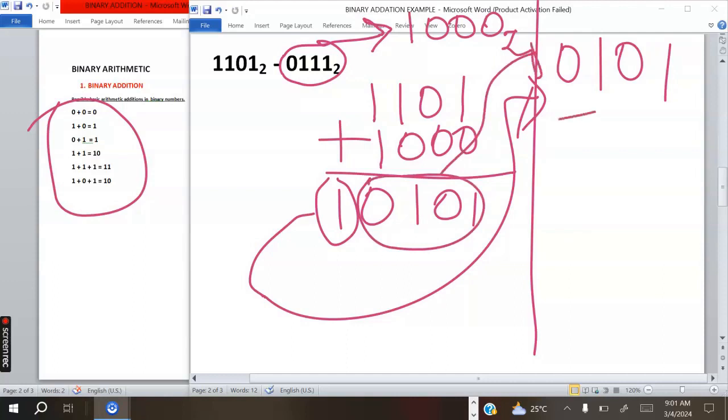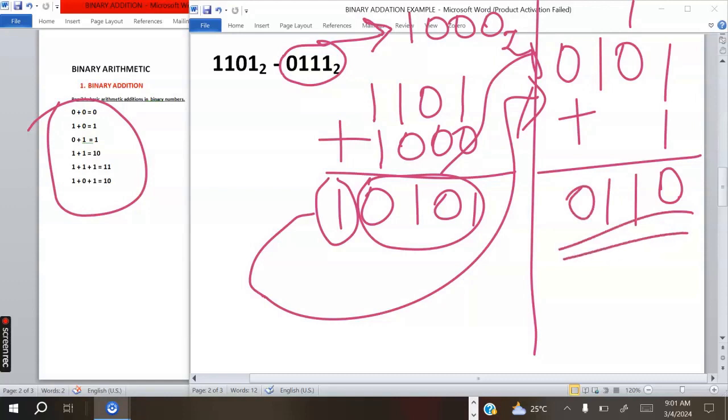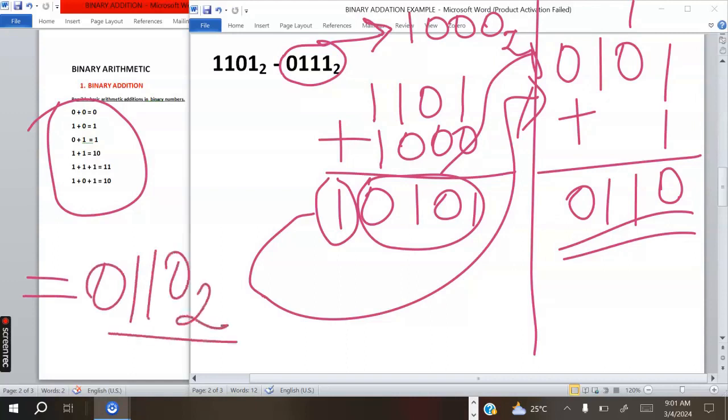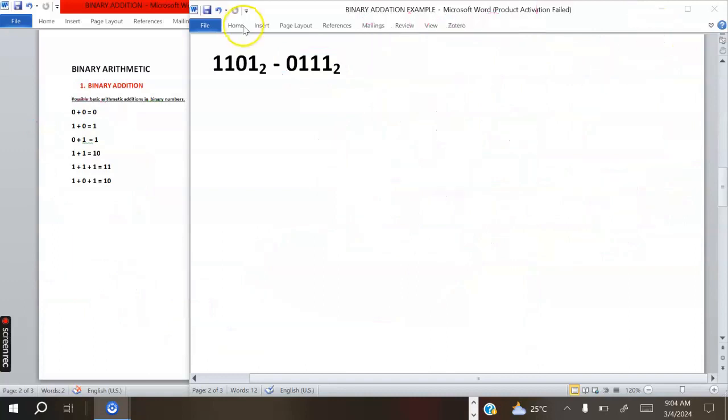So what I will need to do is to add the 1 here. So 1 plus 1 is 1, 0, then carry 1. 1 plus 0 is 1. Then 1 and the other one is 0. So our final answer is 0, 1, 1, 0, 2. That's simple. I hope you have understood how to work on one complement. Okay, let's do our last example.